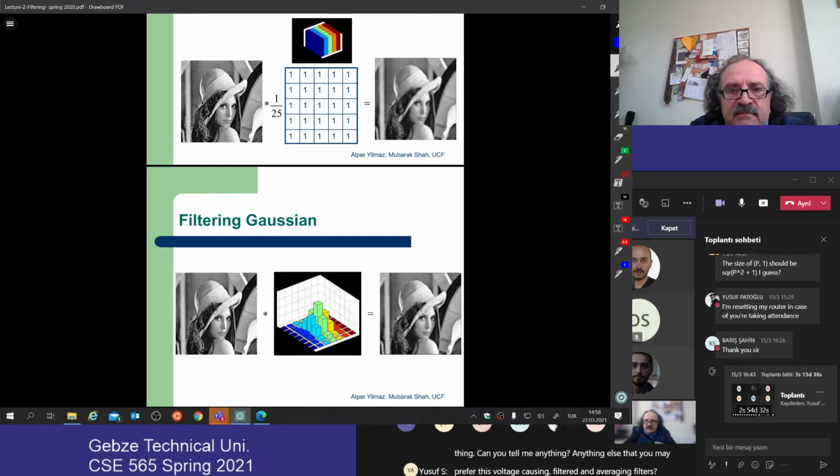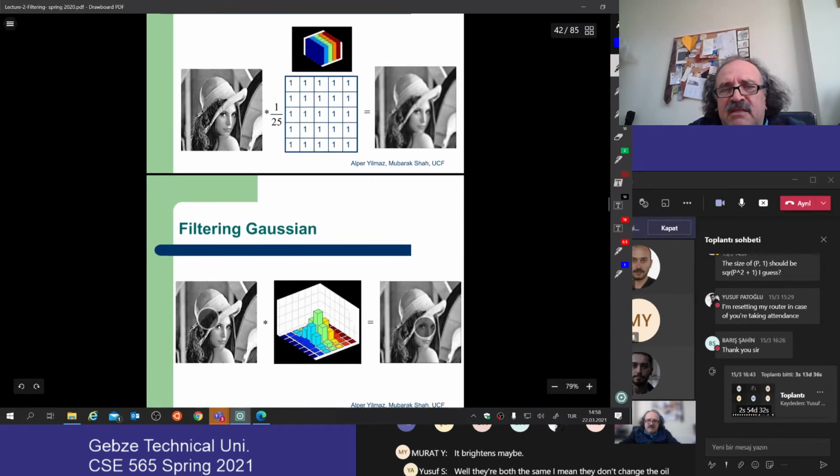Brightness, maybe. Well, they are both the same. I mean, they don't change the overall brightness. It is exactly the same overall brightness, because the total of this filter is 1.0 and the total of this filter is 1.0.